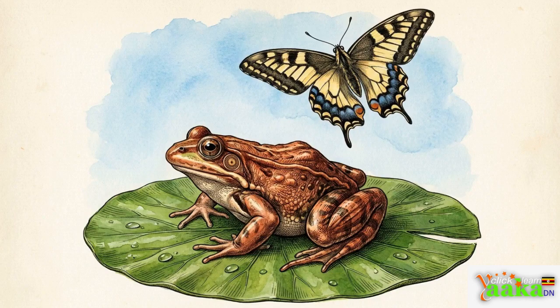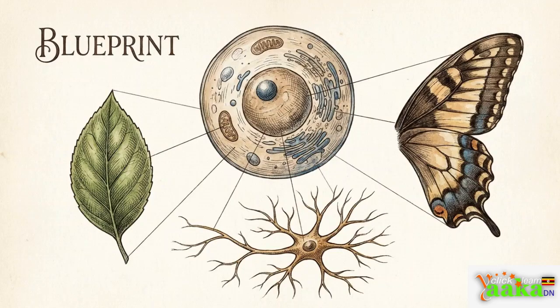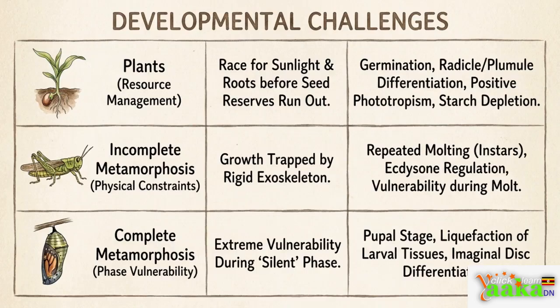Whether encased in a pupa or swimming in a pond, reaching the adult form requires entirely dismantling the temporary structures of youth. Development is the highly regulated blueprint that dictates exactly how organisms arrange and specialize their cells to guarantee survival. This chart summarizes developmental hurdles. Plants, like germinating maize, must reach sunlight before exhausting seed reserves. Insects undergoing incomplete metamorphosis must grow while trapped inside rigid exoskeletons. Organisms executing complete metamorphosis must survive as vulnerable pupae while internal organs rebuild.